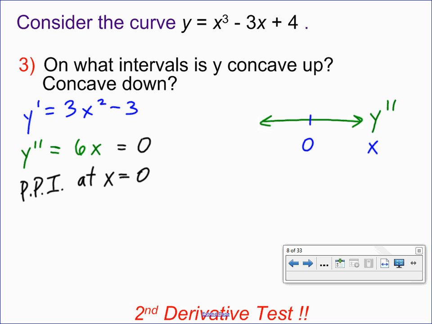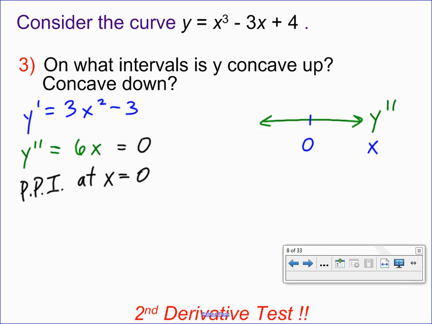The only place that y could change curvature is when y double prime equals 0 or is undefined. And I have a single value, so I don't have to investigate any other values on there, no other intervals. Let's pick a convenient value to the left of x equals 0. What's a convenient x value to the left of that? Kyle? -1, good. Into my expression y double prime.